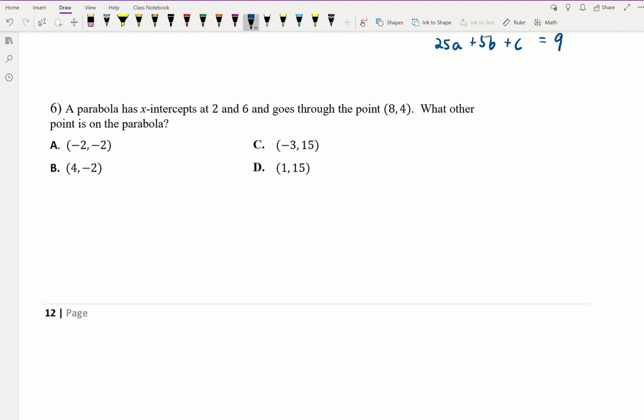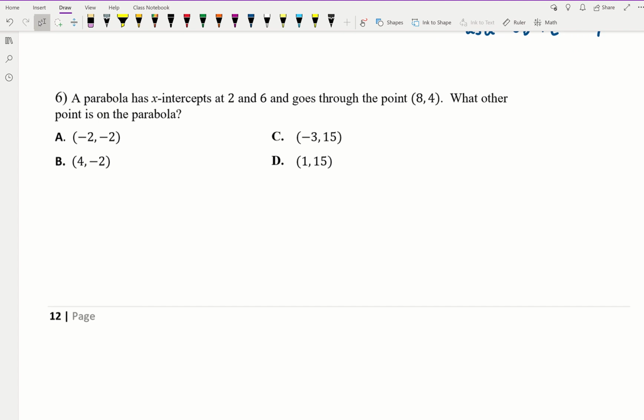All right. The last one here, and this can be a tough question. It says a parabola has x-intercepts of 2 and 6 and goes through the point 8, 4. What other point is on the parabola? All right. Well, really, in order for us to answer this question, we need to come up with the equation of a parabola. And given x-intercepts, we're going to do that in intercept form, where, you might remember this, you might not, but it's that equation where we have y equals a times x minus the root times x minus the root.